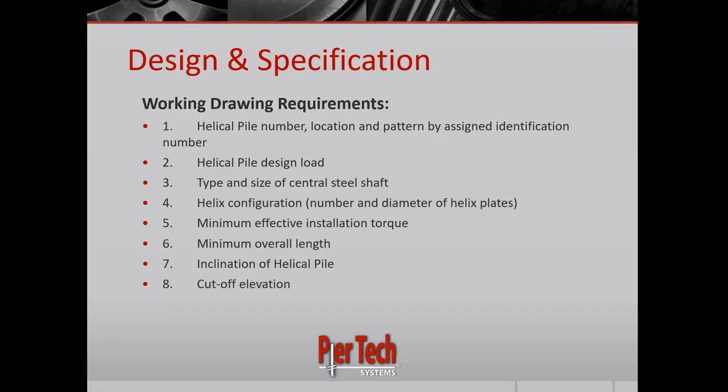And then you've got cutoff elevation. What elevation does the pile need to be cut off? How far up into the concrete pile cap or grade beam do they want that pile cut off? And that elevation will be part of the working drawings. Also, the attachment. How is the pile attached to the structure relative to the grade beam, column pad, pier cap, etc.? So that'll be another component.